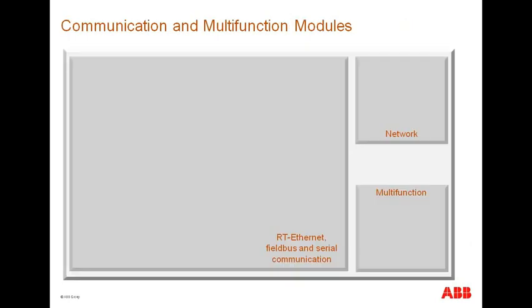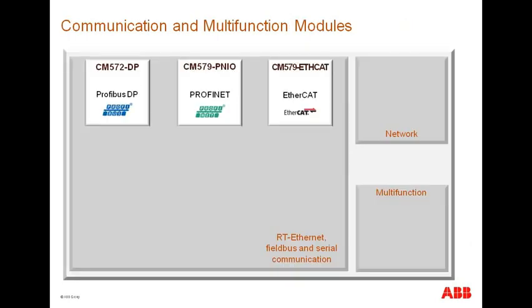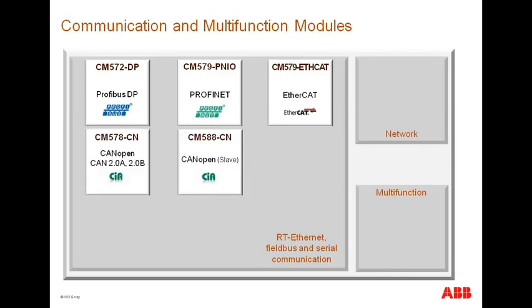Now we will discuss briefly about all the available communication modules. As you see them on the screen, CM572 is a DP master module for realizing Profibus DP fieldbus communication. The other fieldbus modules are CM579 for Profinet I/O and EtherCAT, CM578 for CANopen Master, CM588 for CANopen Slave, and CM575 for DeviceNet connectivities.